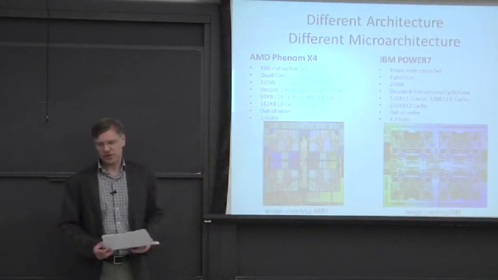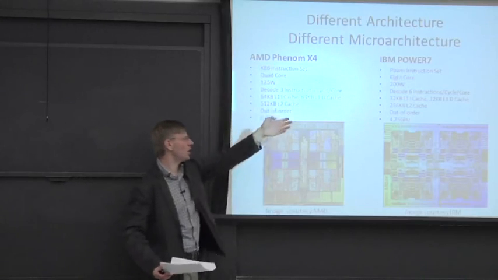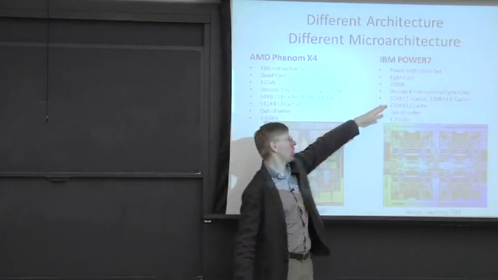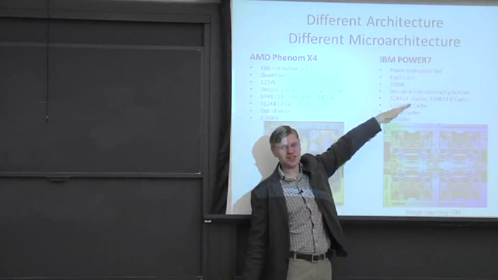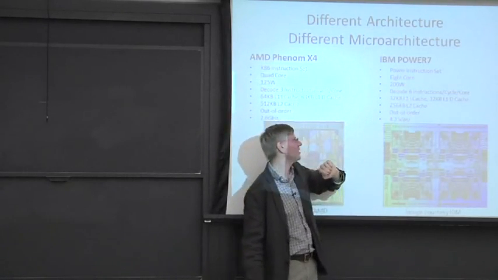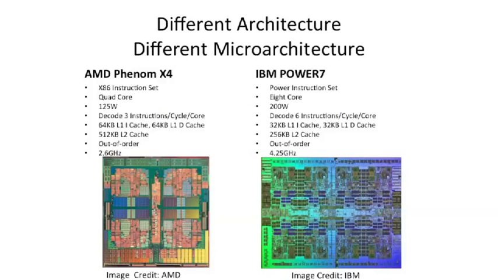And the microarchitectures are different. So here we have 8 core, 200 watts, can decode 6 instructions per cycle. Wow, this is a pretty beefy processor. It's also out of order and has the same clock frequency.